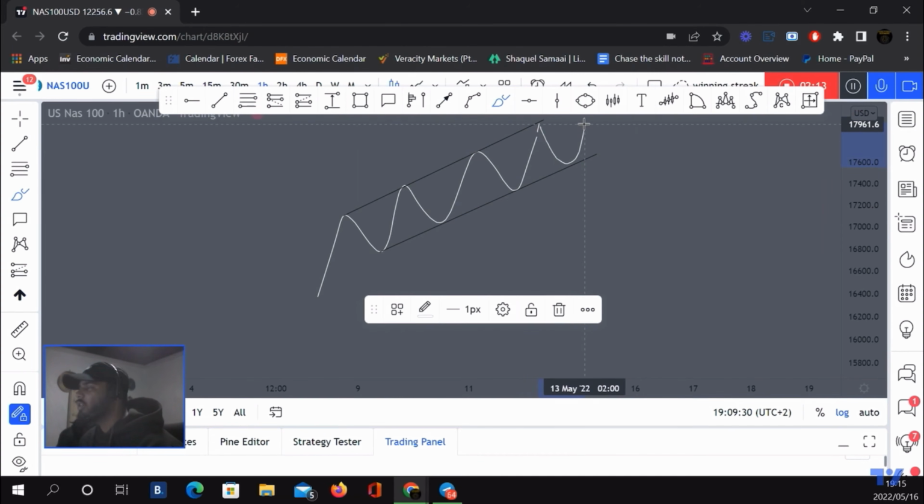You'll only be looking to sell when the market breaks out of this uptrend and then comes back for a retest. That is when you look to start taking sells. That is how you trade an uptrend.